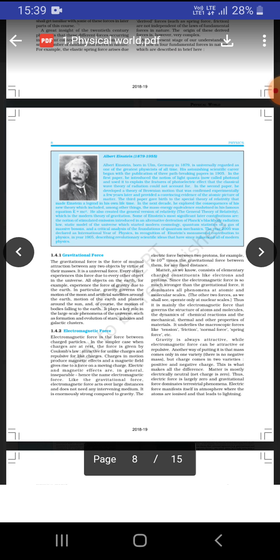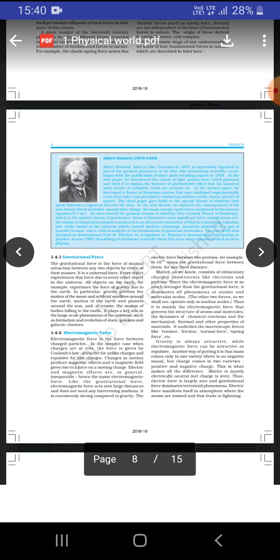And also, this phenomenon at atomic and molecular scales, as well as electromagnetic force, governs the structure of atoms and molecules, friction, tension, normal force, spring force. Many forces are there, and friction is the opposing force between two objects, and many more things. The normal force is simply a supporting force. And gravity is always attractive, as you know, while electromagnetic force can be attractive or repulsive between two elements or two components. And another way of putting it is that mass also comes in.